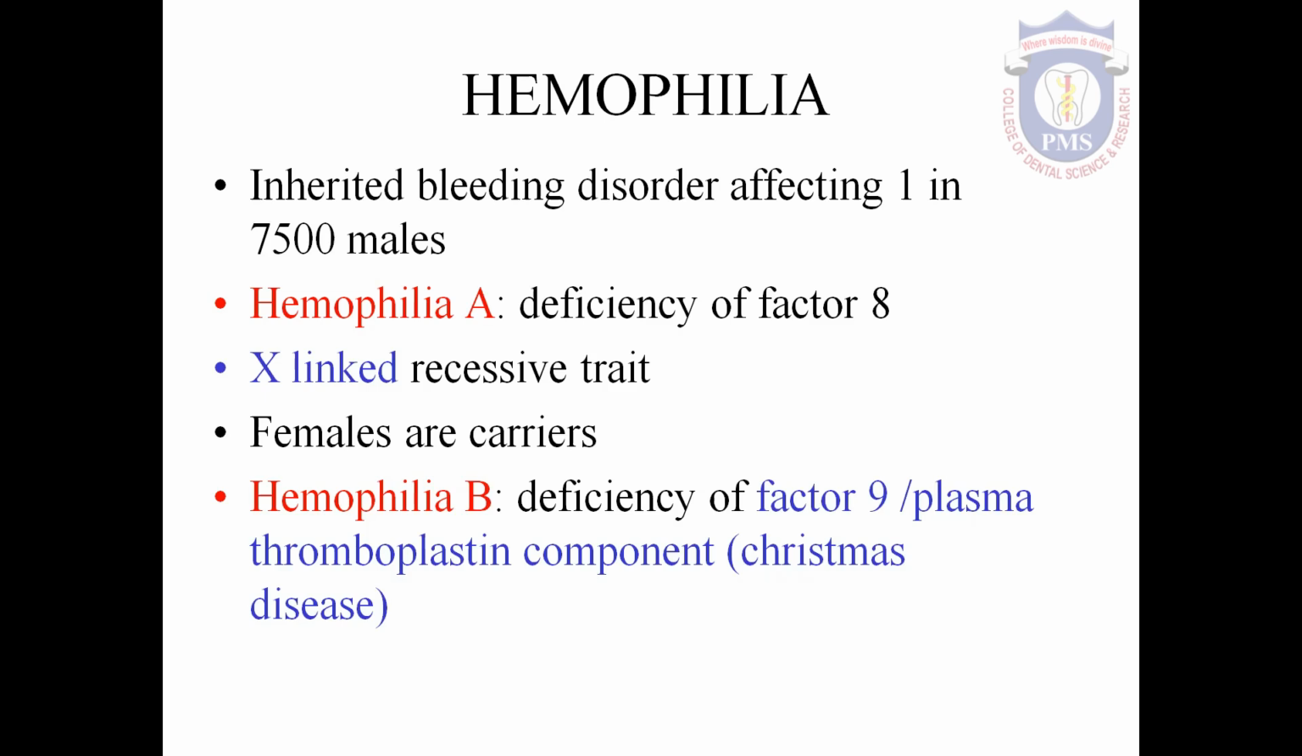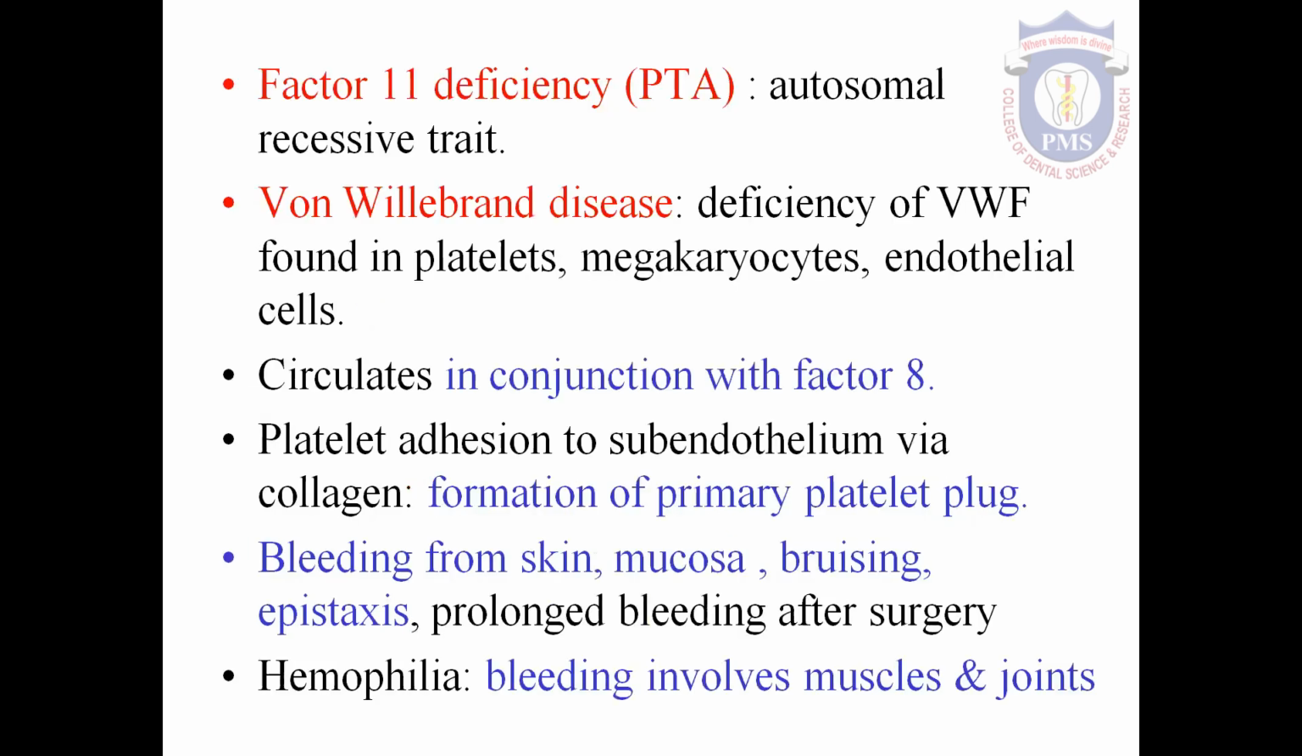Moving on to hemophilia B, it is due to the deficiency of factor 9, otherwise called plasma thromboplastin component, or also called Christmas disease. Factor 11 deficiency is an autosomal recessive trait, which is the third category, and the final one is von Willebrand's disease. This is due to the deficiency of von Willebrand factor found in platelets, megakaryocytes, and endothelial cells. And this von Willebrand factor is always associated with factor 8. So von Willebrand factor circulates in conjunction with factor 8.